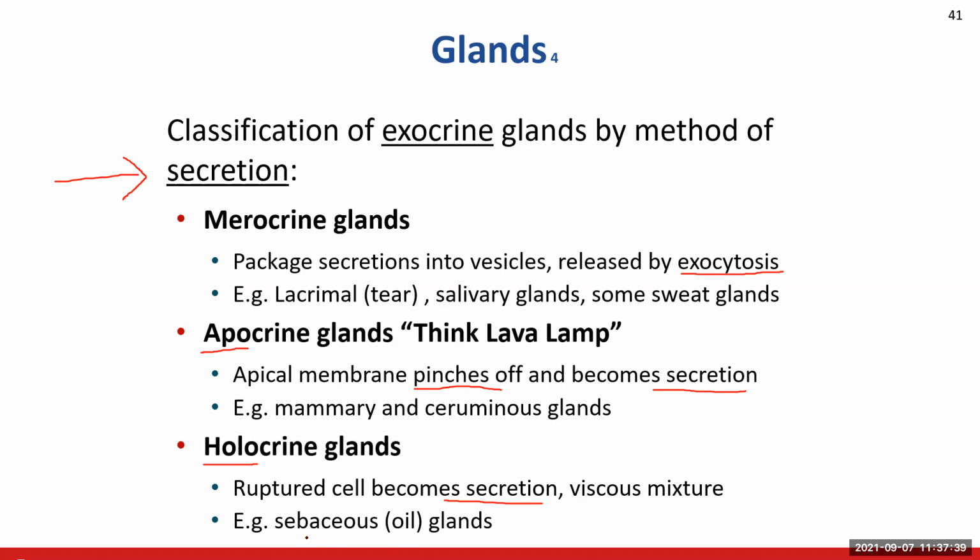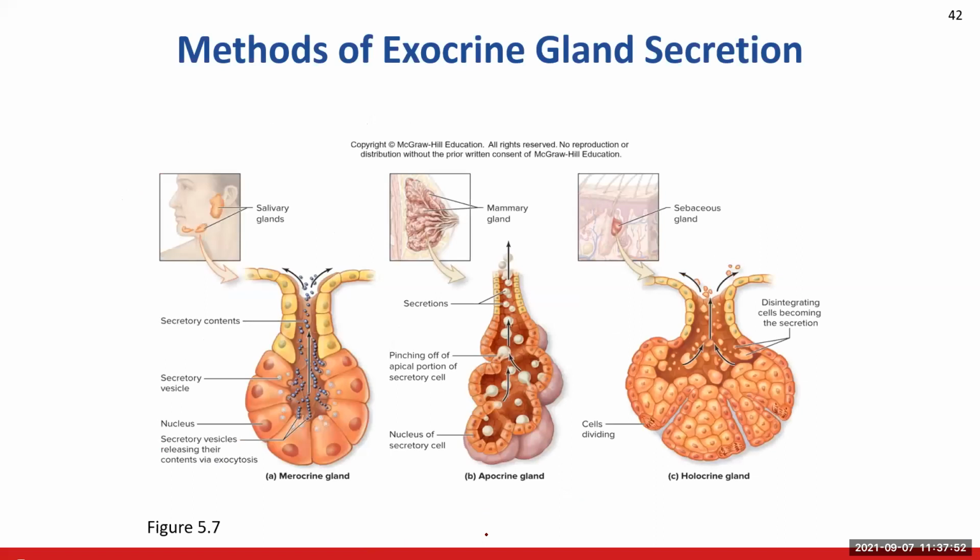So this type of cell will be found in your skin, the sebaceous glands, and it has an oily type of secretion to it. Sebaceous glands are associated with hair. So if you look at this picture here, you can see the different types of cells and glands. The first one here is the merocrine.